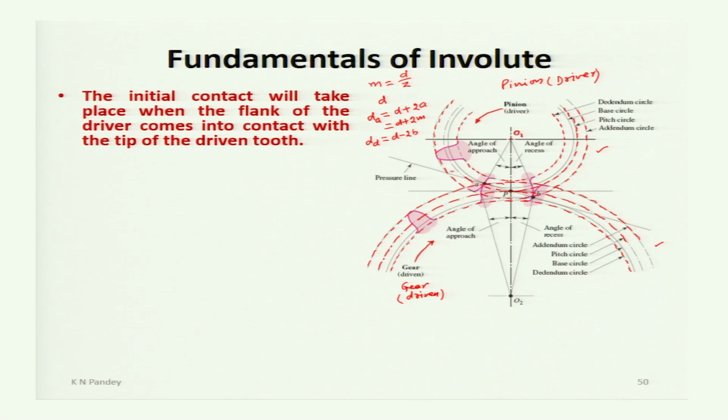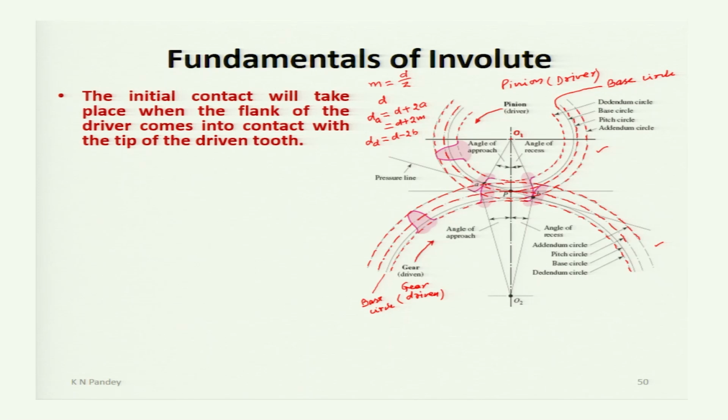This is the pitch circle of the driving gear or the driver. Okay, like that, and this one is the base circle of the driven gear, base circle, and so involute tooth profile will be from this base circle. Similarly, this one is the base circle of the driver, base circle of the driver. Okay.